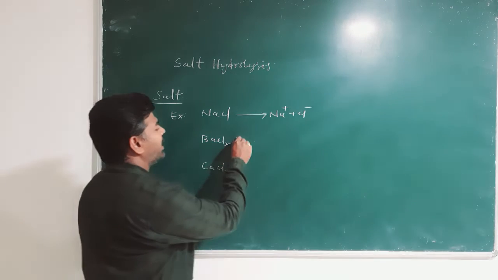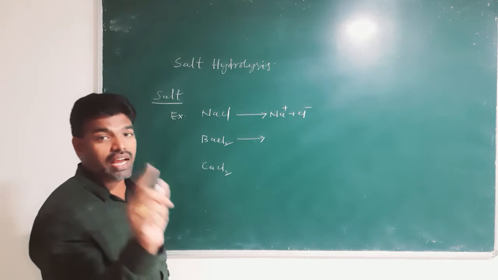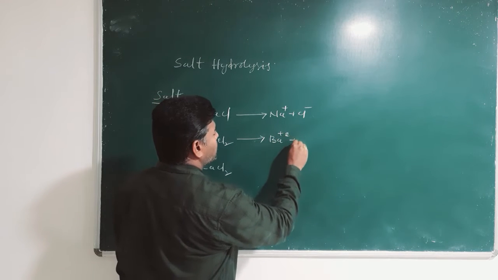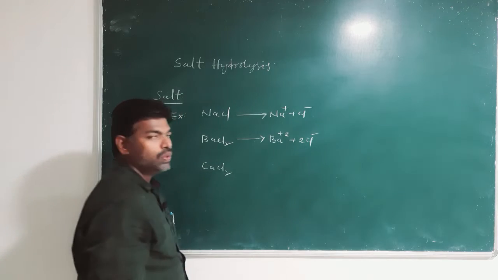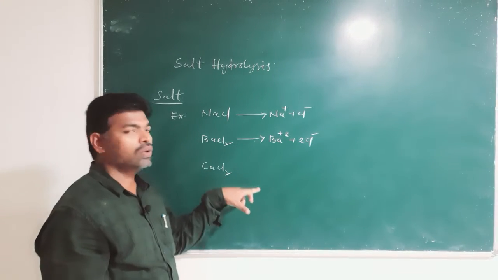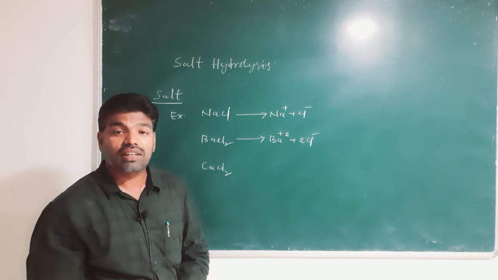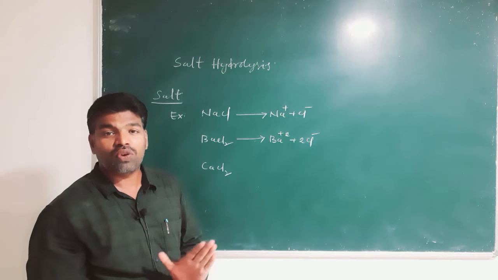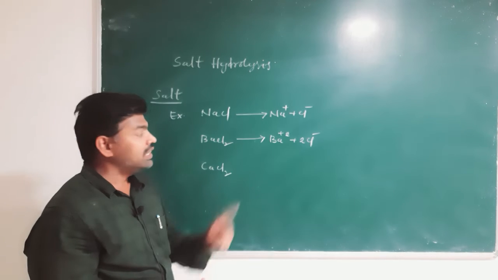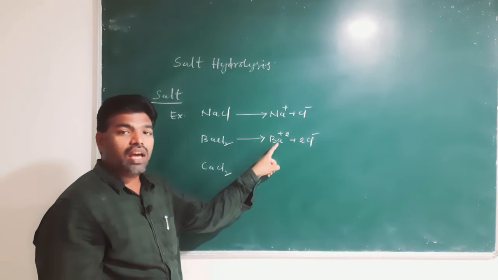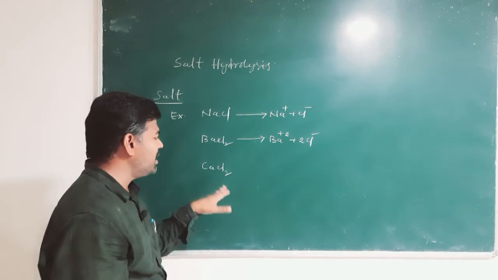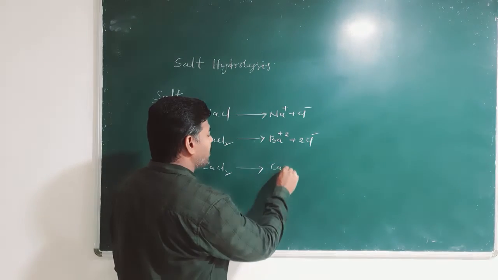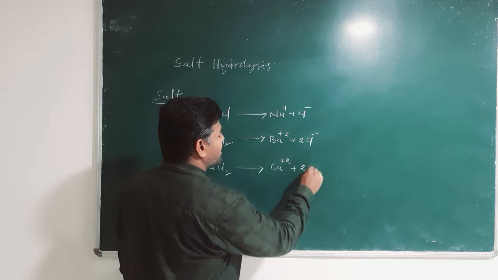Similarly, barium chloride on its first ionization releases barium 2 plus ion and 2 Cl minus ions. This also on its first ionization does not release either H plus ions or OH minus ions. Instead of those ions, it releases barium 2 plus ion and 2 Cl minus ions. Similarly, calcium chloride on its first ionization releases calcium 2 plus ion and 2 Cl minus ions.